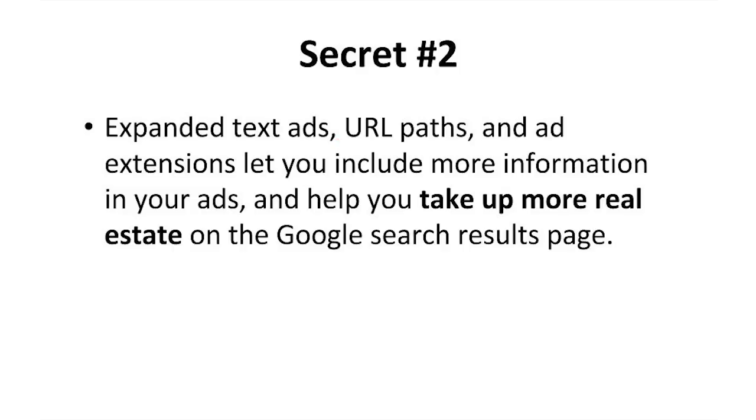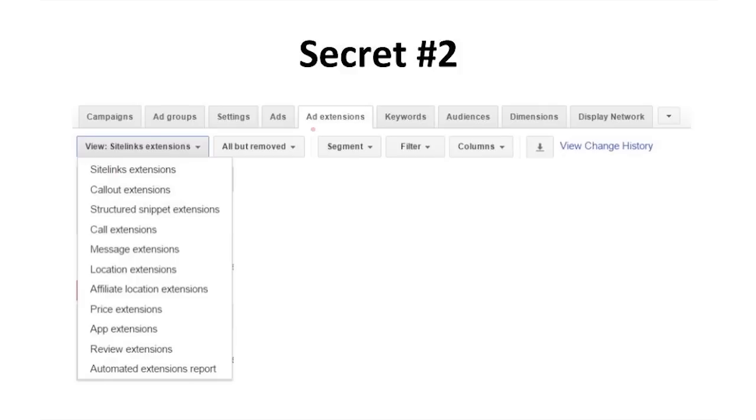Almost everyone has updated this at this time, but I'm still seeing accounts that are using the old version of the ad with just 1 headline. So if that's you, if your ads only have 1 headline, make sure you go update that. I'm going to talk more about how you can take up more real estate on the page using ad extensions. So if you go to your campaign and click on the Ad Extensions tab, you'll see the possible ad extensions that you can add. There's a drop down here, and this is where you can add all of the things that I'm about to talk about.